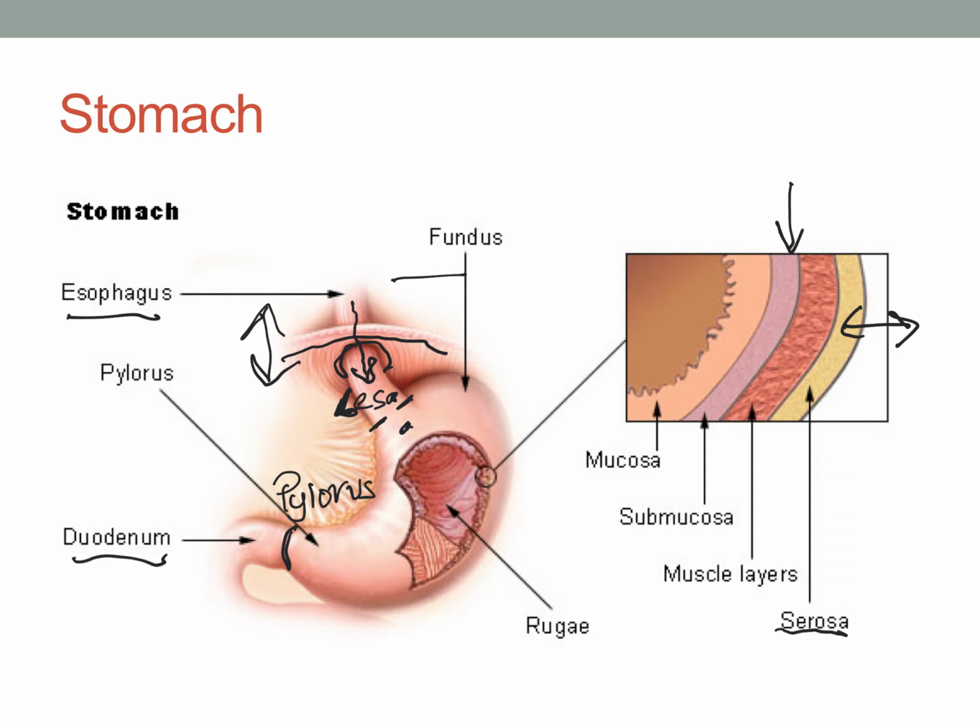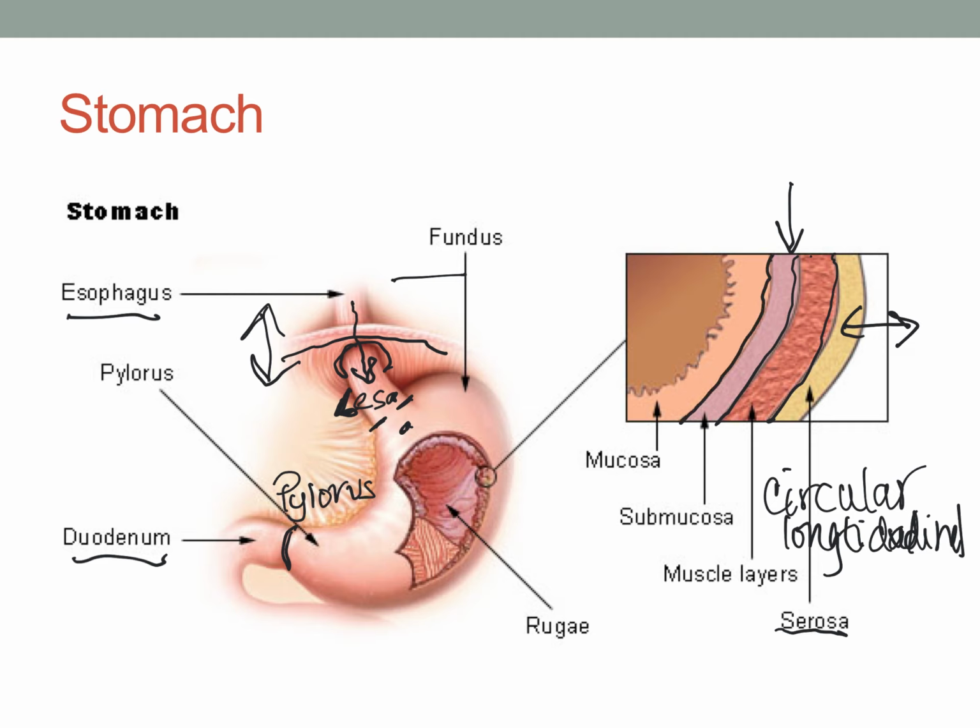All right, then the tunics are the same as what you would see in most other hollow organs of the body. We have the middle muscular layer, and in the stomach, just like in the esophagus and the intestines, we have circular muscle, and we have longitudinal muscle, and they're laying right next to each other, and they're both there in that muscular layer. I missed some letters. Longitudinal.